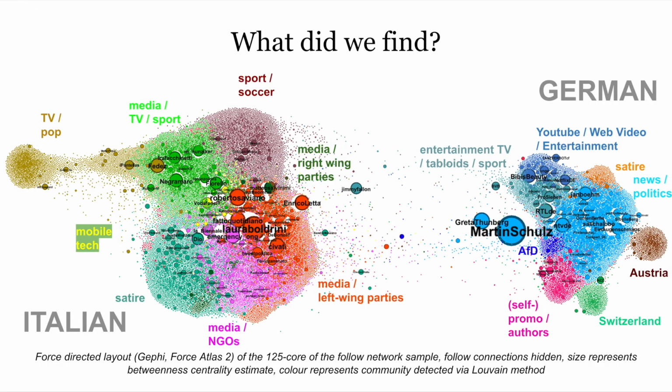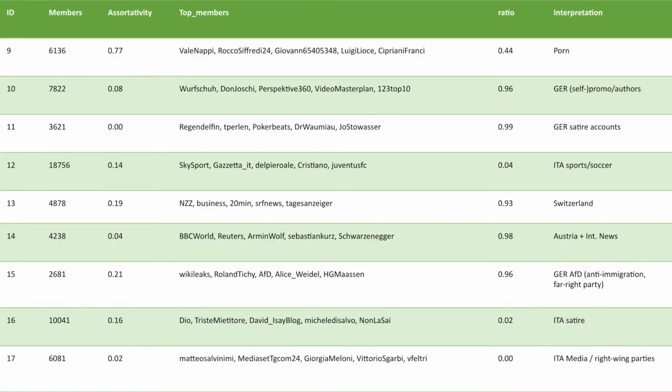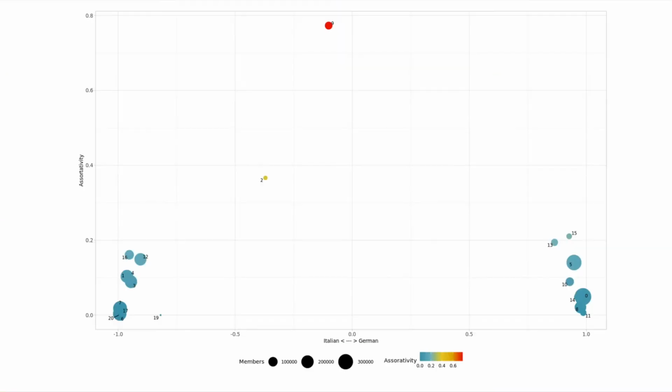As expected, we found 2 large, mainly language-based clusters. Community detection revealed smaller communities around certain parts of the public sphere, such as politics or sports, similar to results in recent single-language studies. To assess the communities, we measured assortativity, ergo how likely language peers connect, and the ratio of German accounts within each community. Assortativity increases the more mixed the community is.